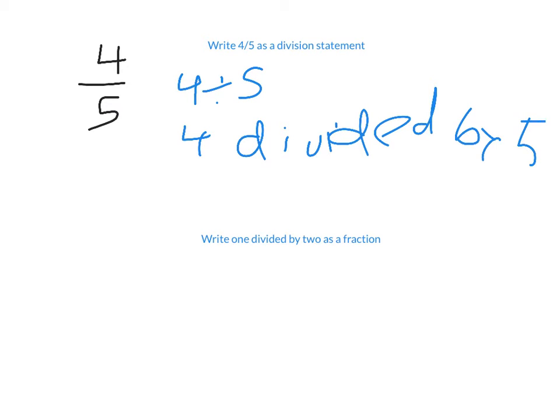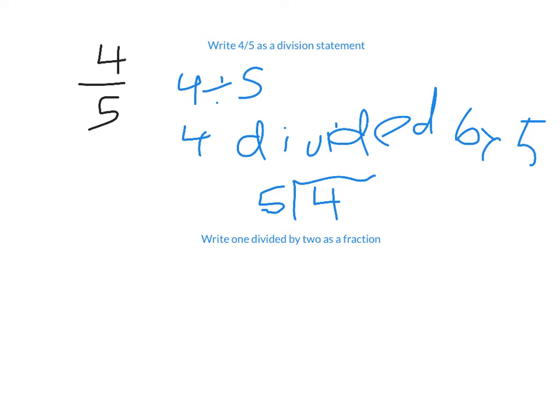Or we can even set it up in the traditional division box. I know we haven't introduced this yet in class, but we would put the 4 inside and the 5 outside. So 4 divided by 5, generally speaking, you read from top to bottom.